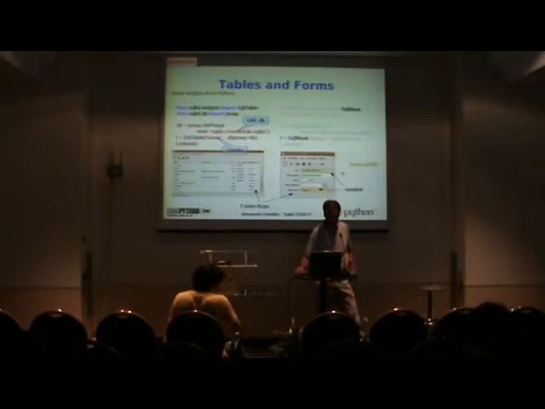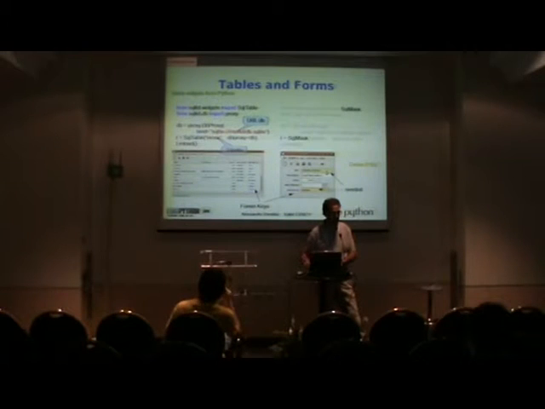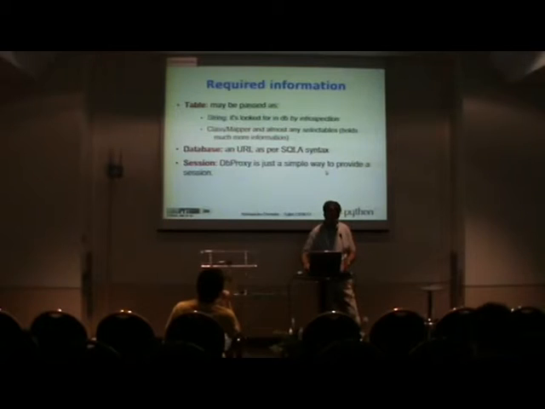And you see that the widget shows some yellow fields that are needed. You cannot leave them blank. Okay. Now, the required information to start are, as we said, table, database, session. The table can be passed as a string, and in that case the database is introspected, so I can get some information, or a class mapper that we will see in a minute what it is.